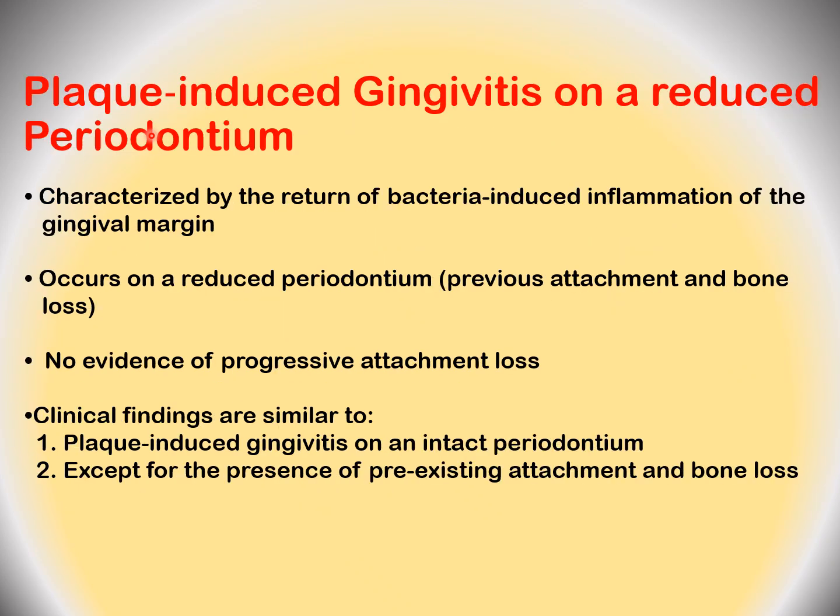Now talking about plaque-induced gingivitis on a reduced periodontium, it occurs in areas with previous attachment and bone loss without ongoing tissue destruction. It presents clinically like regular gingivitis except for the presence of pre-existing attachment and bone loss.